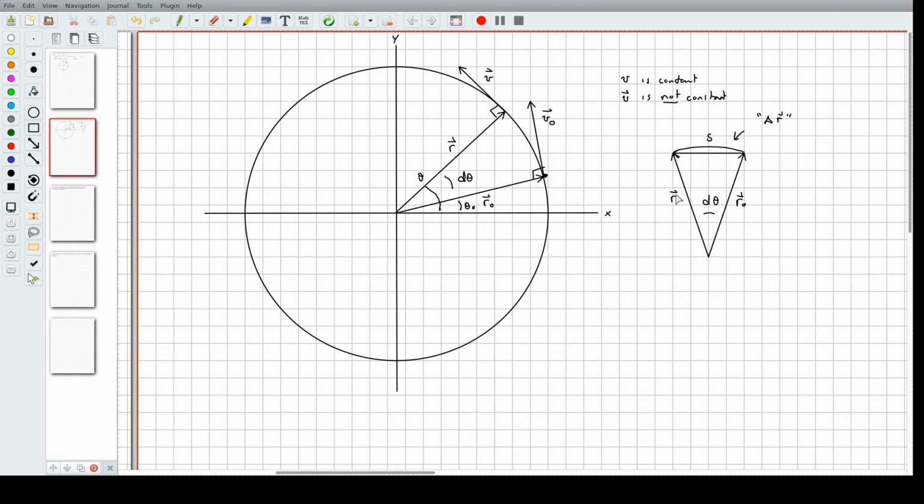Now, in terms of lengths, remember the magnitude of our radius does not change. It's on a circle. What happens is the direction as this thing goes around changes. So r itself in magnitude may be constant, but because it's directional, it's not constant as a vector.